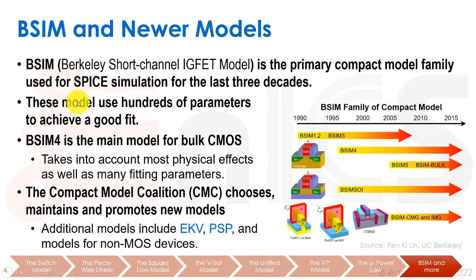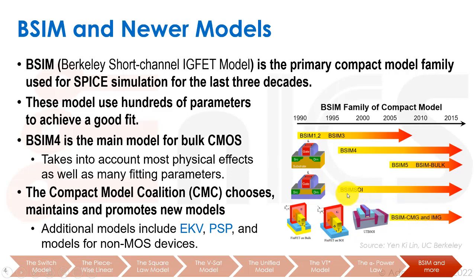These models use hundreds of parameters to achieve a good fit. In BSIM-4, you would have something like 400, 500 parameters, I believe. There's a nice user manual that has all the equations and explains how it works. And really, it was the main model for bulk CMOS until about 28 nanometers or so. Then they started going into things like BSIM-5 and so forth, but actually that's when the world moved over to FinFETs, and BSIM-CMG took over, and that's the workhorse now for FinFETs.